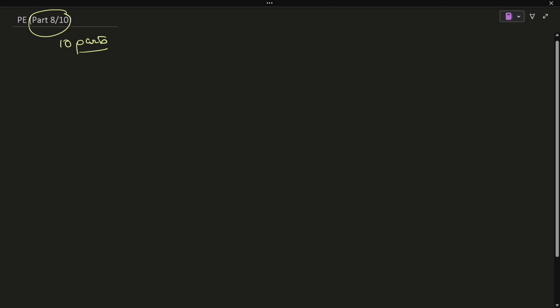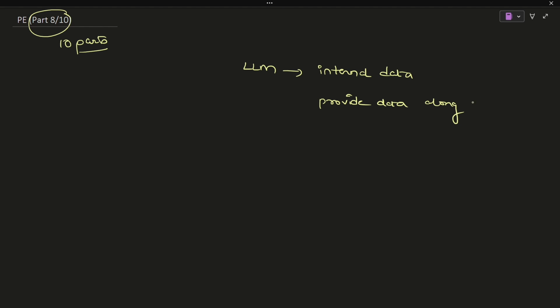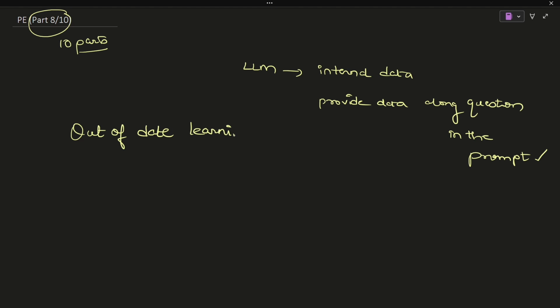Great. So if you remember, we said that if a specific LLM does not have access to your internal data, you can provide that data along with the question in the prompt. And we called that in-context learning. Basically, it is used when the user is a non-tech person. So this solution is a non-technical solution.